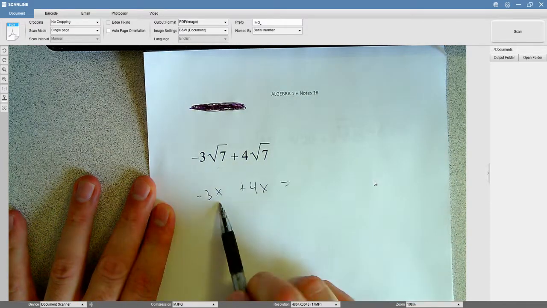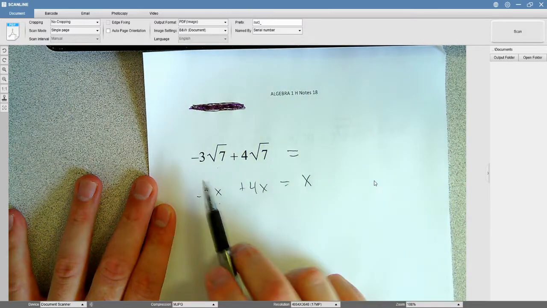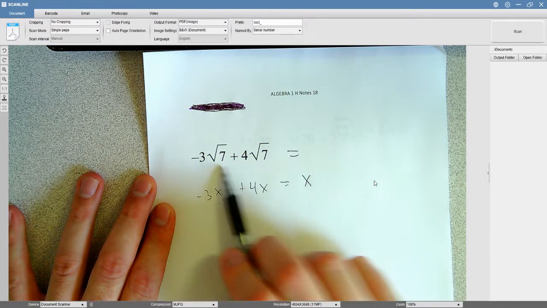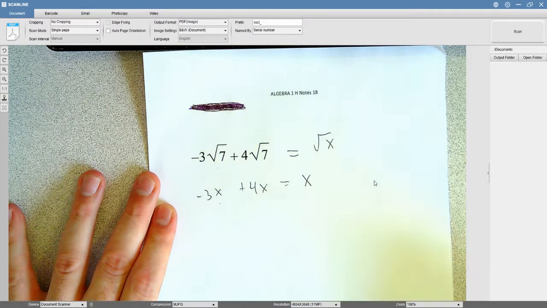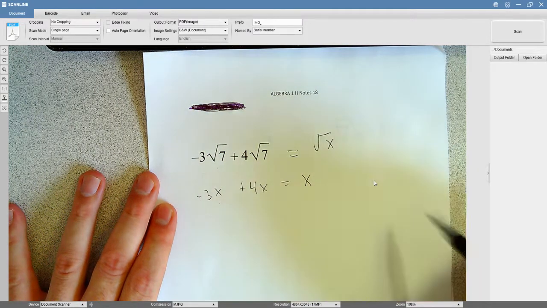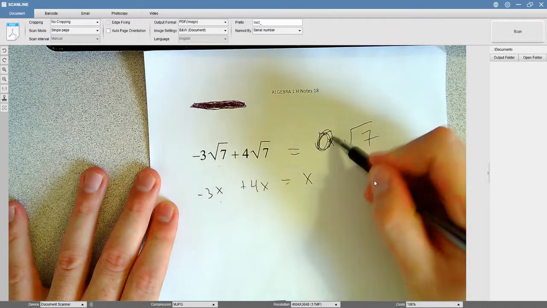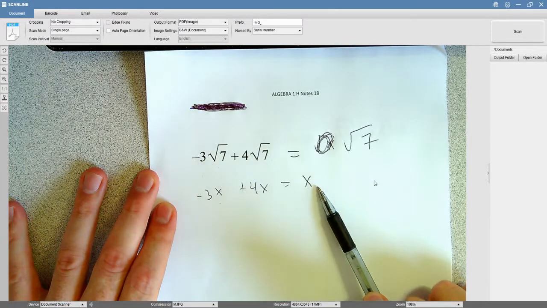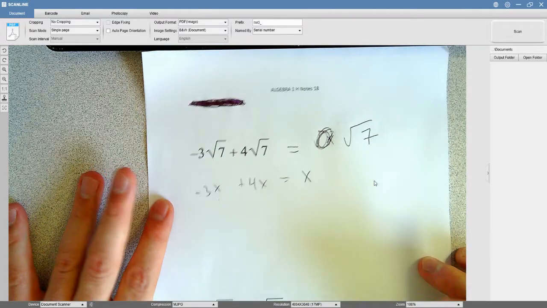So what's -3x plus 4x? Well, that's just x. The same thing goes here. -3 root 7 plus 4 root 7 is just the square root of 7. Oh my, I apologize. This is square root 7. So you see how x, which took the place of square root 7, is square root 7.